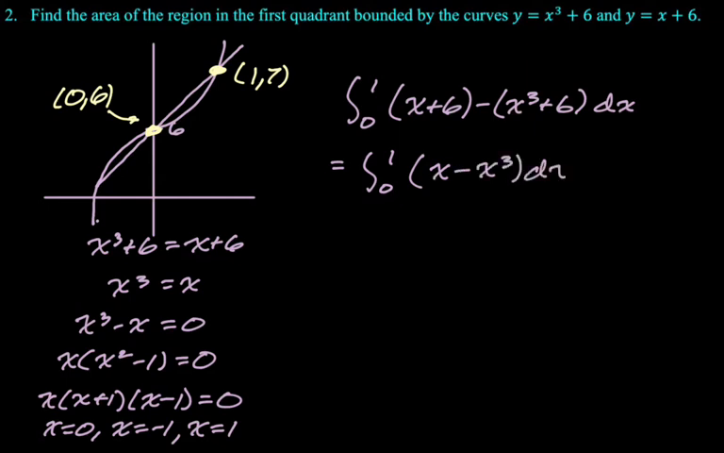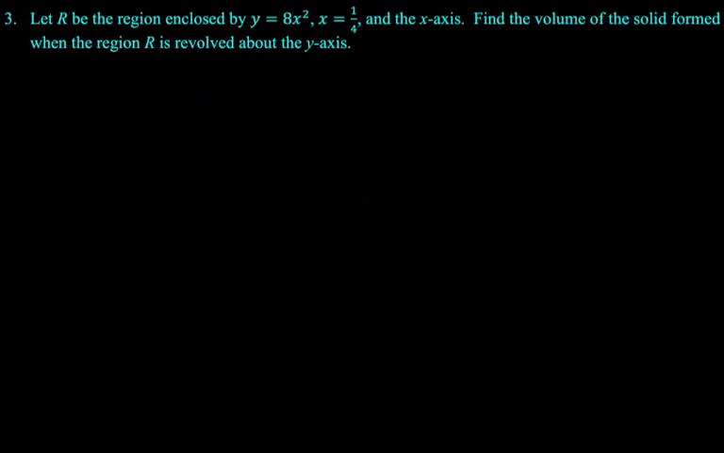We're reversing the power rule here, so it's 1/2 x squared minus 1/4 x to the 4th from 0 to 1. So when we plug in 1, we end up with 1/2 minus 1/4. When we plug in 0, everything zeroes out. So we just get 2/4 minus 1/4 is 1/4 for our area. Pretty good, straightforward area problem. Let's take a look at the next problem.